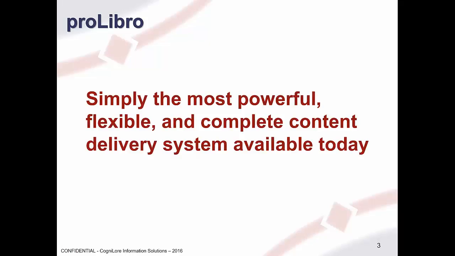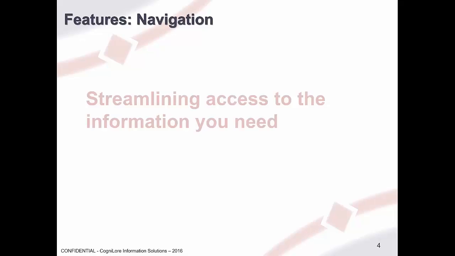proLibro is really the most powerful and complete way to deliver reference content available on the market today. It's an extremely high performance, very intuitive and very flexible system for clients to use to access reference content. So how do we actually deliver content to users in a way that makes it more useful for them?